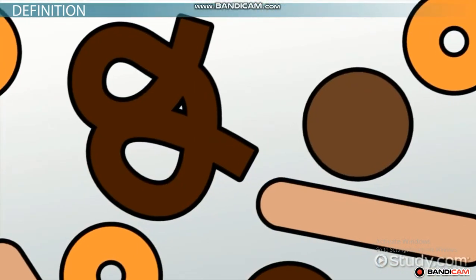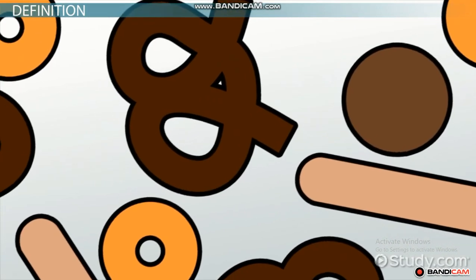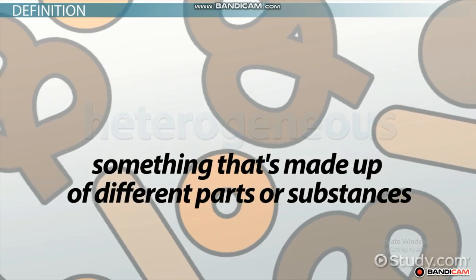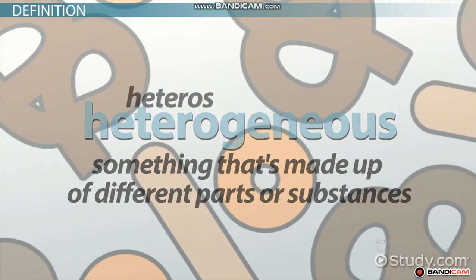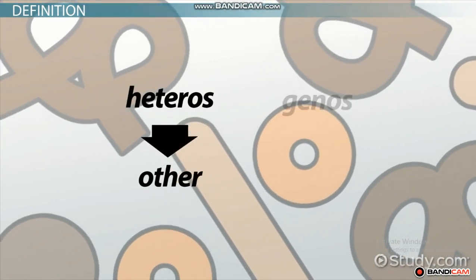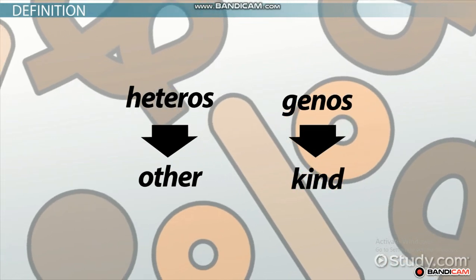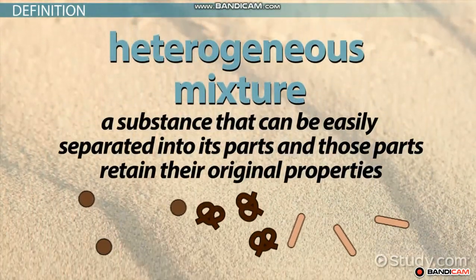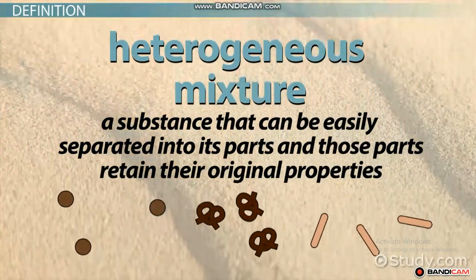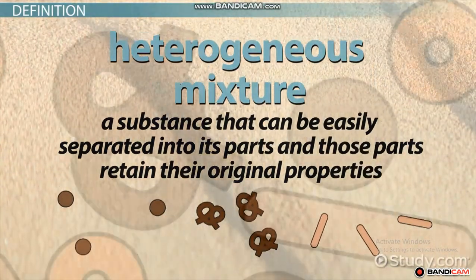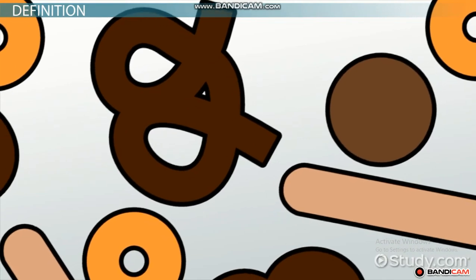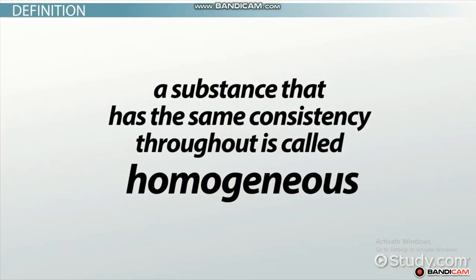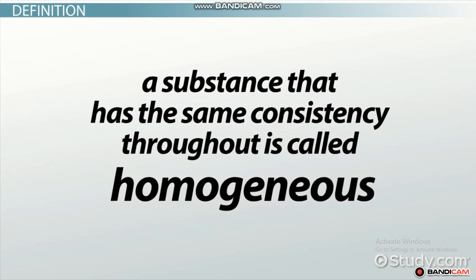Did you know that there's a word for mixtures like Chex Mix? Something that's made up of different parts or substances? That word is heterogeneous, which comes from the Greek word heteros, other, and genos, kind. So, a heterogeneous mixture is a substance that can be easily separated into its parts, and those parts retain their original properties. A heterogeneous mixture is not blended together or the same consistency throughout. Those kinds of mixtures are called homogeneous.